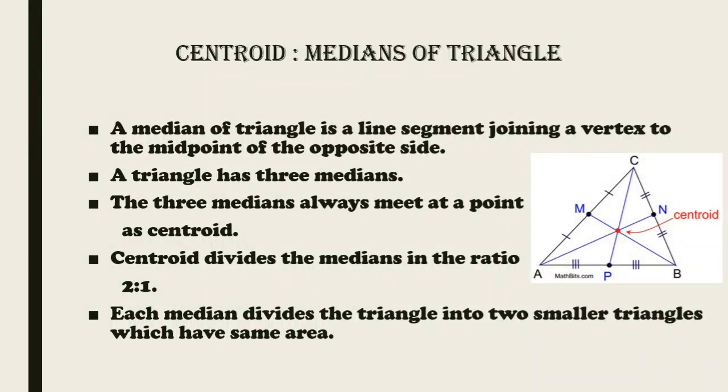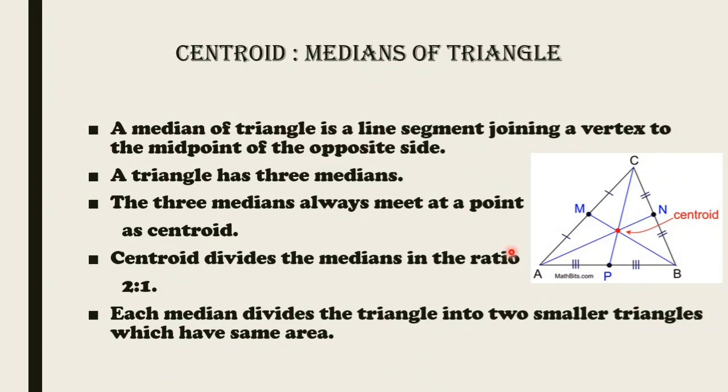Let's see what is a centroid. Centroid is also related to medians of a triangle. A median of a triangle is a line segment joining a vertex to the midpoint of the opposite side. A triangle has three medians. The three medians always meet at a point called the centroid. Centroid divides the medians in the ratio 2:1. Each median divides the triangle into two smaller triangles which have the same area.